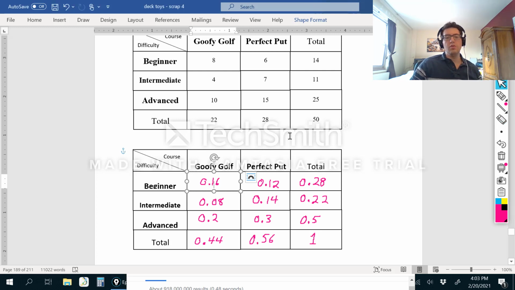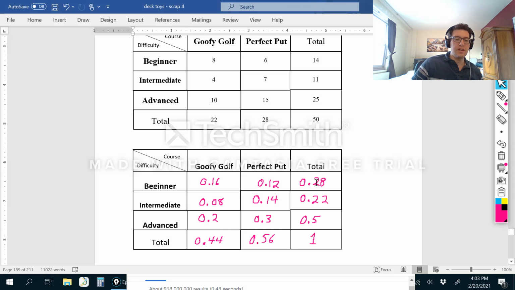And you could also see that 0.28 plus 0.22 plus 0.5 is equal to 1. So it all makes sense. 0.44 plus 0.56 is again equal to 1, right? Just like all of these numbers should equal the grand total over here, and all of these numbers should also equal the grand total. You can add these numbers together to get this grand total. And it's the same thing if I just want to pick some other row or column.